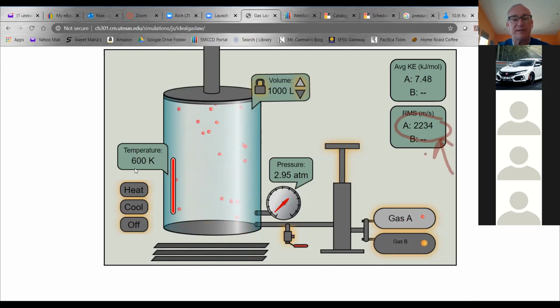So now that I've increased it to 600 degrees, you can see that the speed of them has gone from like 1700 up to 2200. So they're moving faster. And now that they're moving faster, they have more chance to hit the sides of the container than they did before. They will hit it more times per second than they did before because they're moving faster. And so the pressure goes up also.